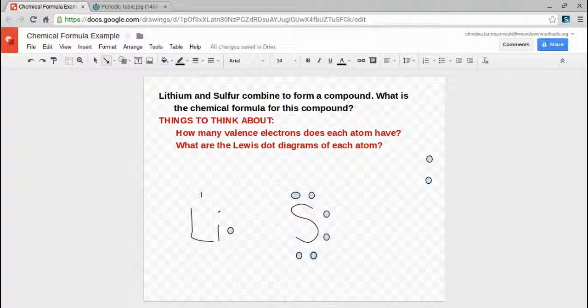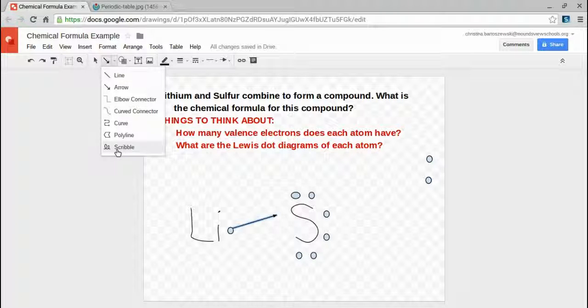Now lithium has 1 valence electron, and because of our understanding of valence electrons, we know that lithium is willing to donate or give up 1 electron to sulfur to satisfy the octet rule, because we know that sulfur wants to have 8 valence electrons total. So if lithium gives up 1 valence electron to sulfur, sulfur now has 7 valence electrons, but it is still not happy yet. It wants to have a total of 8.